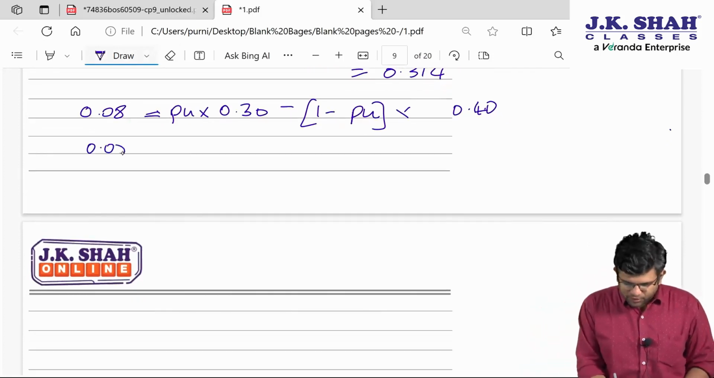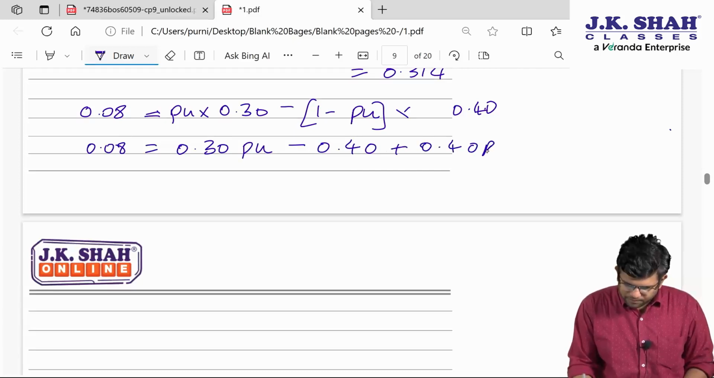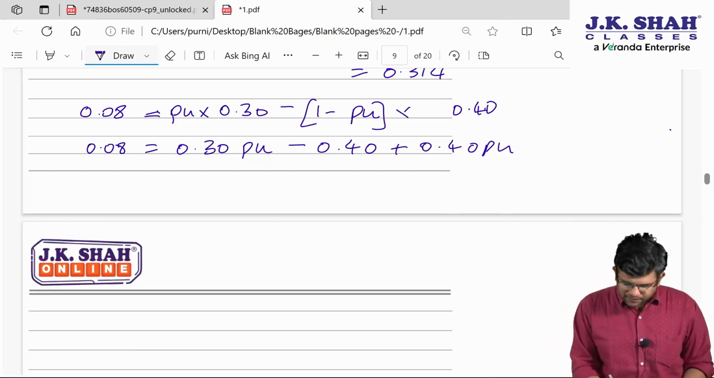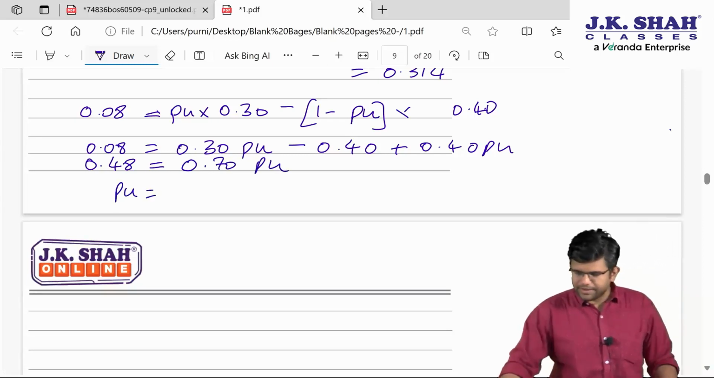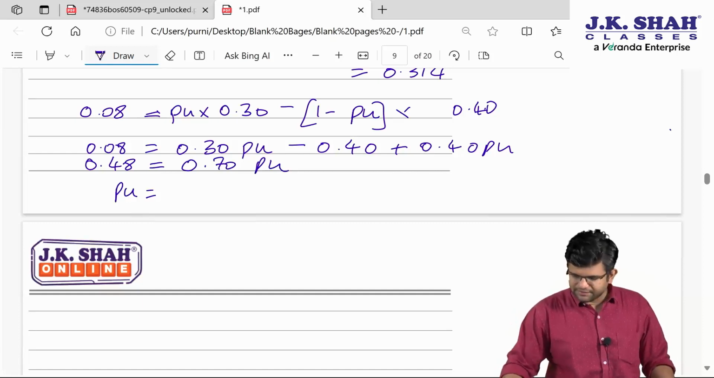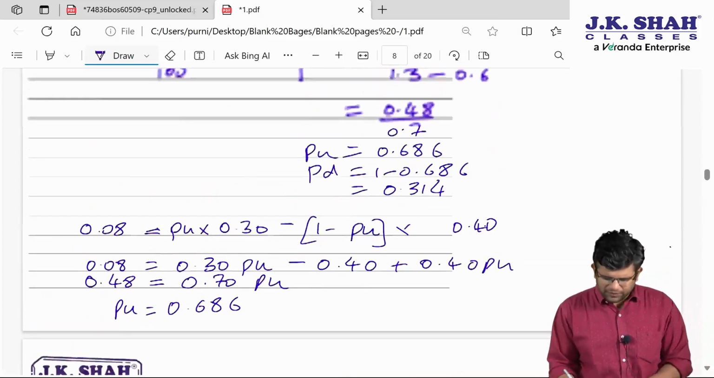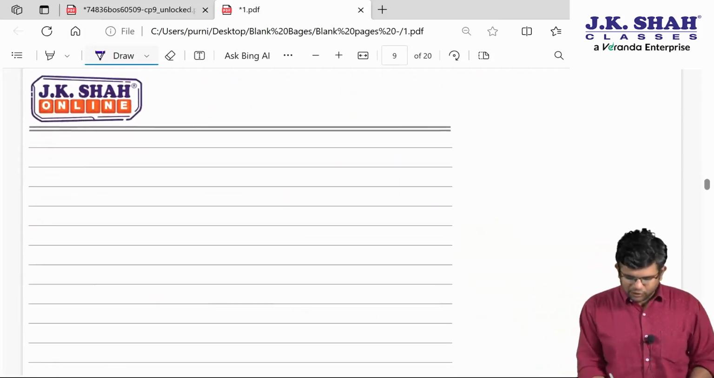So let's open this up. 0.08 is equal to 0.3 PU minus 0.4 plus 0.4 PU. Okay, now students, this 0.4 will push it to the LHS and that will become 0.48. That will become 0.48 is equal to 0.7 PU, and therefore can I say PU will be 0.48 divided by 0.7, and that comes to 0.686. Everyone clear? That same PU which you had got here, same thing. Everyone done? So now that you have the PU and PD, we'll find the value of the put option.